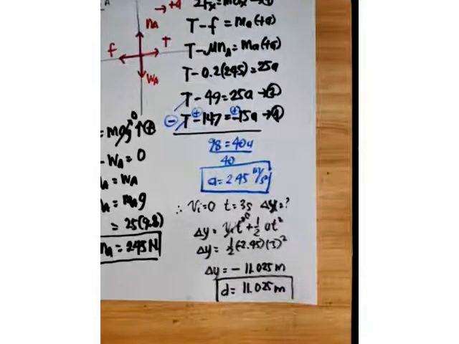So our formula is delta y equals v initial t plus 1/2 a t squared, wherein acceleration is negative based on the direction because it's moving downward. Applying that, we have 1/2 times negative 2.45 times 3 squared. So we'll have a displacement of negative 11.025 meters. Therefore, the distance traveled is 11.025. So is my computation correct?